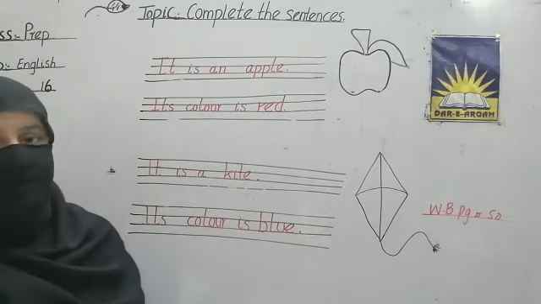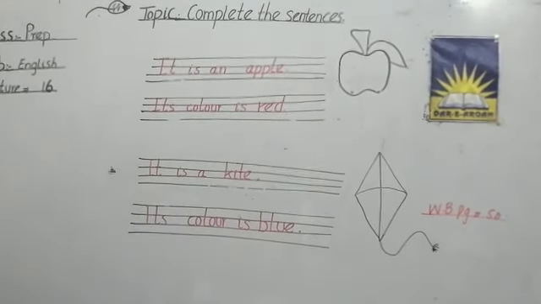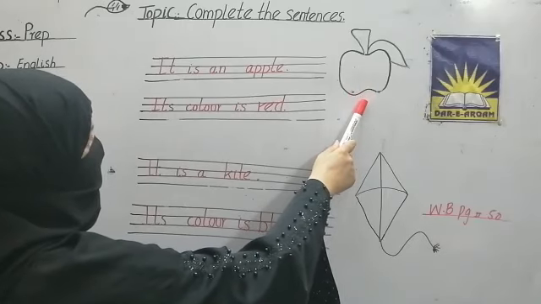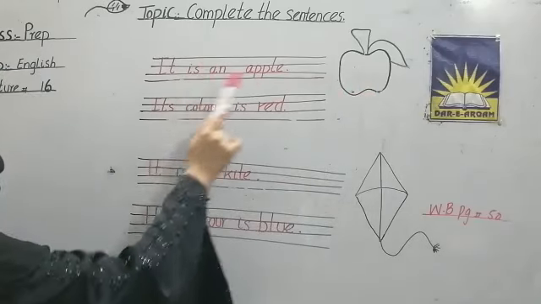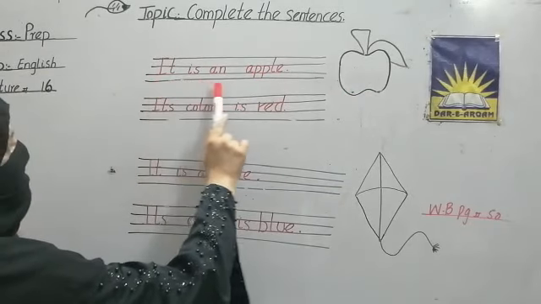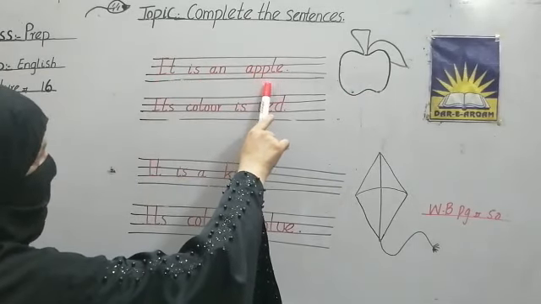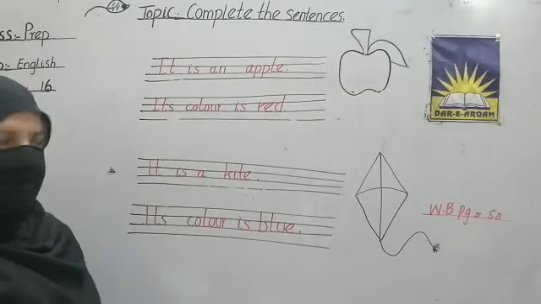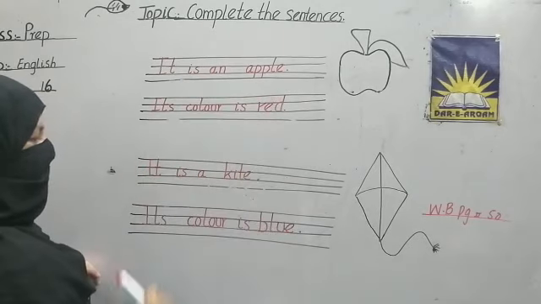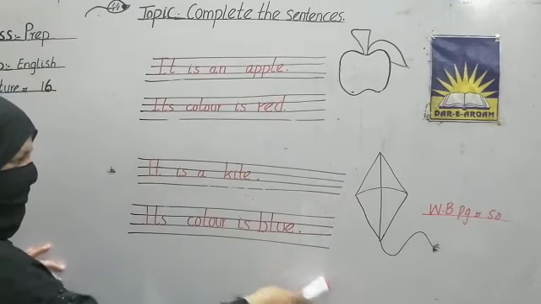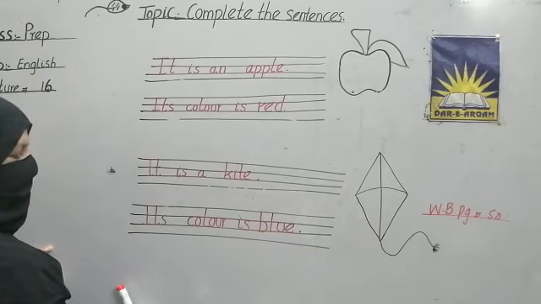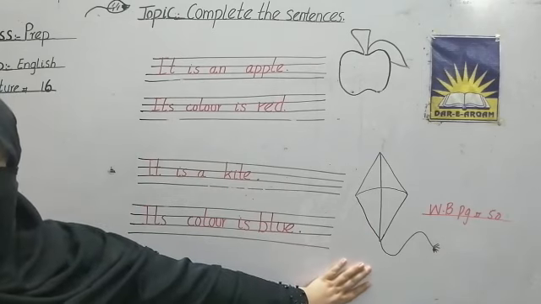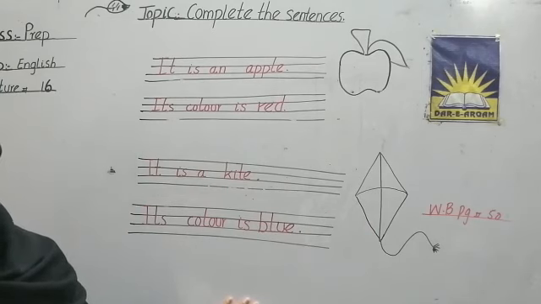Students, repeat this line with me. The topic is complete sentences, and here I draw an apple. Okay. Now we complete these sentences. It is an apple. Its color is red. And second picture of kite. It is a kite. Its color is blue.